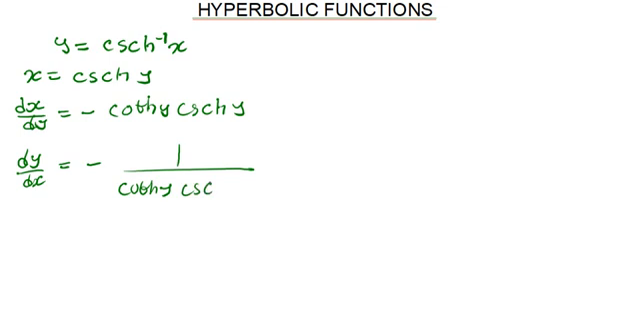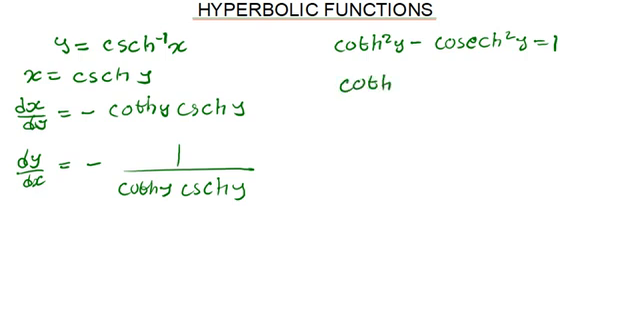Okay, so we know what our cosec of y is, which is right there. What about our cotangent? We can write this in terms of the identity. We know that hyperbolic cotangent squared of y minus hyperbolic cosec squared of y is equal to 1. So our hyperbolic cotangent of y is equal to the square root of 1 plus hyperbolic cosec squared of y.